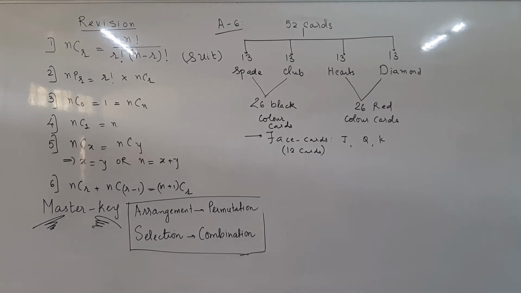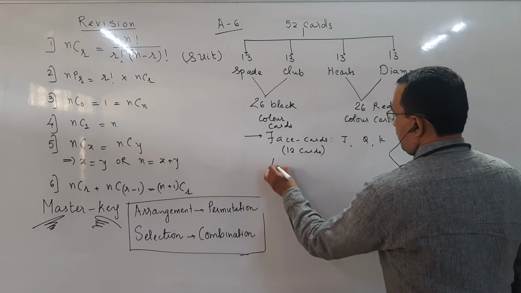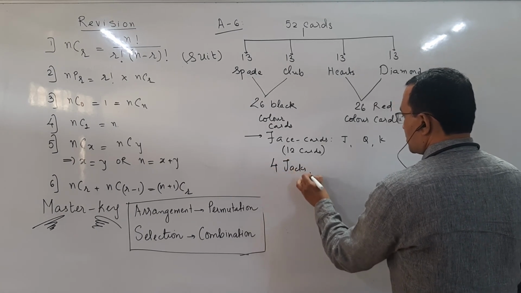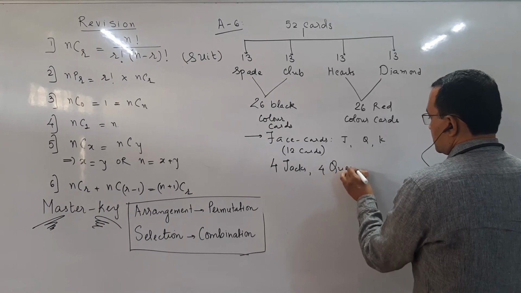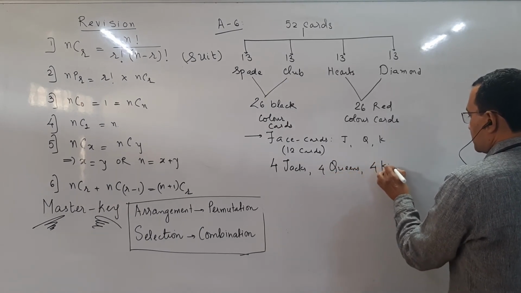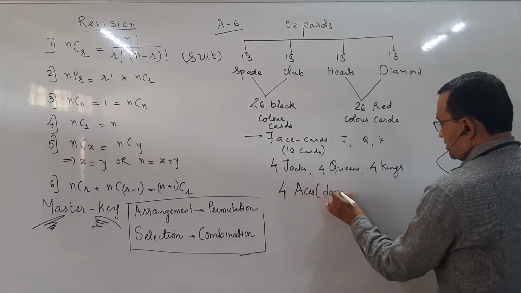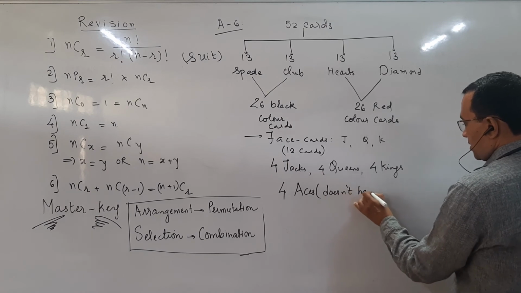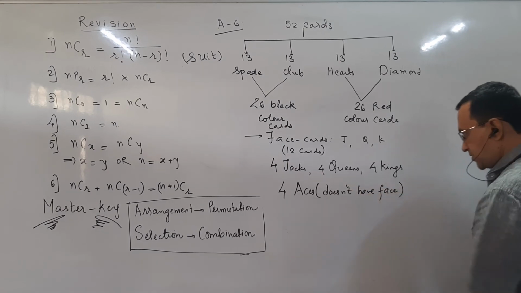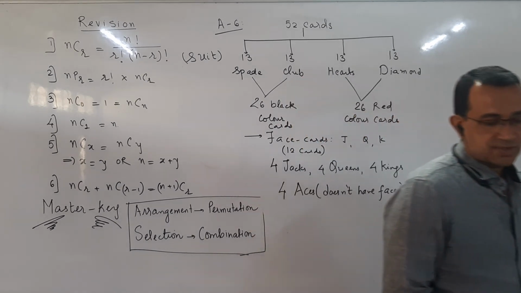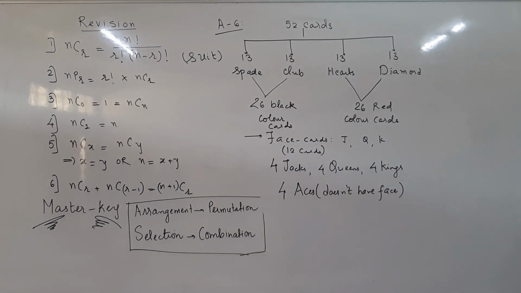So, this is the basic of playing cards. 40 cards are non-face cards. We have 26 black color cards. We have 26 red color cards. We have total 4 jacks of each suits, 4 queens, 4 kings, and of course 4 aces. And aces don't have a face. Aces are without faces.